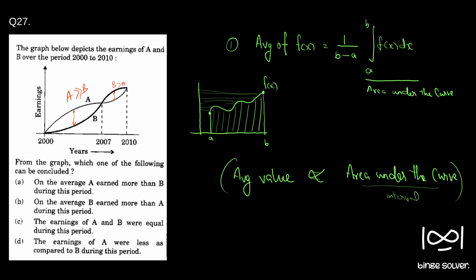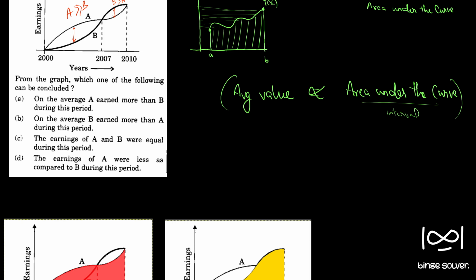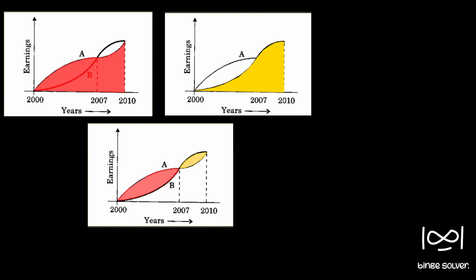So we are going to use this to get a better understanding of who has higher average earnings. So I'll just show you one thing. When I say area under the curve, if you are seeing three figures here, the earnings of A are separately marked in red color. So the red region is the area under the curve of A. So A is the earning function.